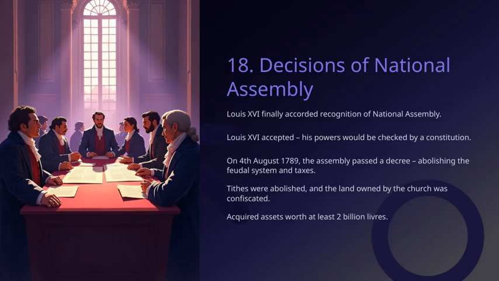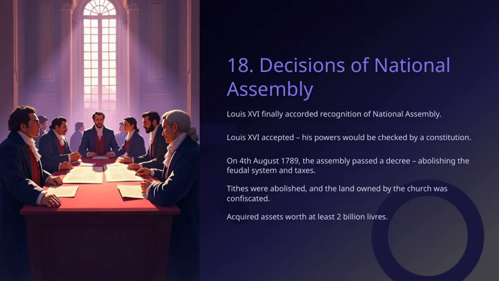This decree abolished the feudal system, which had kept the common people in serfdom and tied to their landlords, and also eliminated the traditional taxes that heavily burdened the peasants. Additionally, tithes, which were payments to the church, were abolished, and the land owned by the church was confiscated. This was a huge move because the church was a major landholder and had a lot of influence at the time. The assets gained from these confiscations were worth at least 2 billion livres, which was a staggering amount, and helped to address the financial crisis the country was facing.